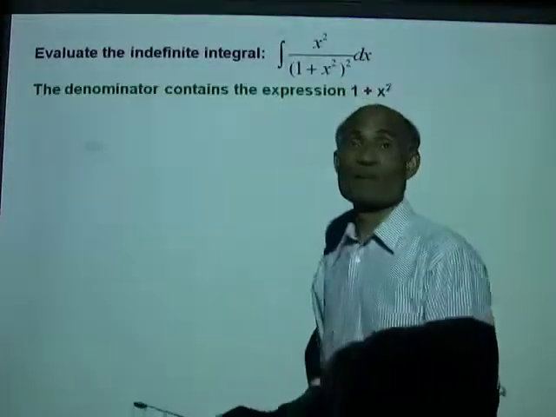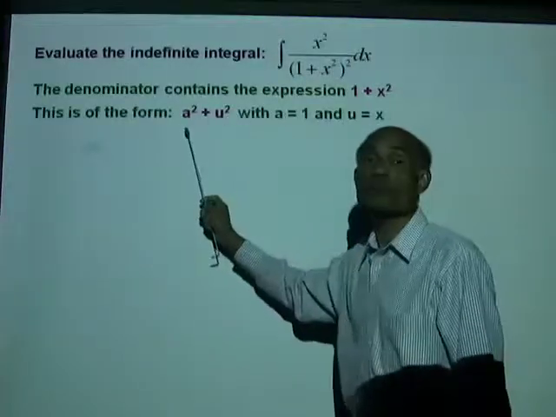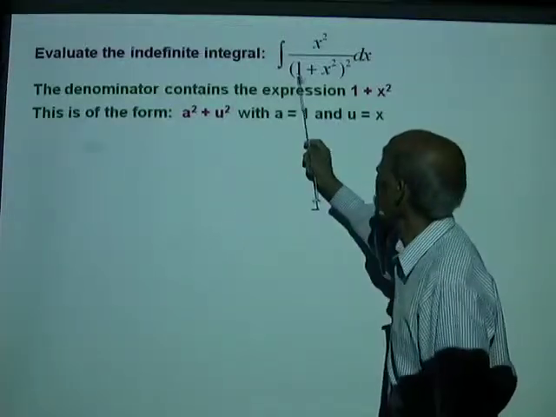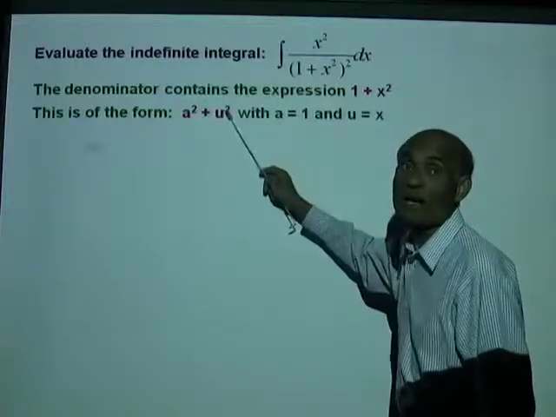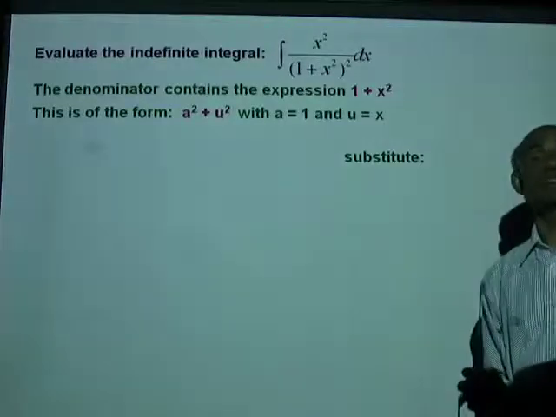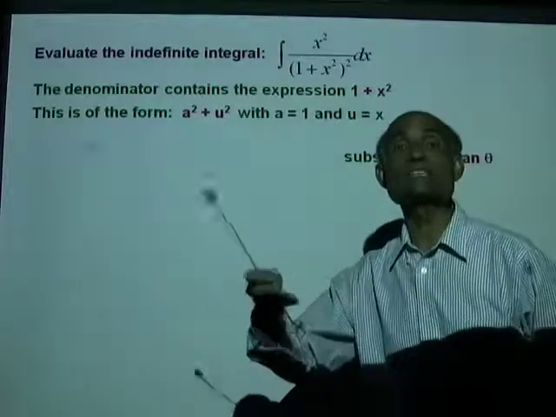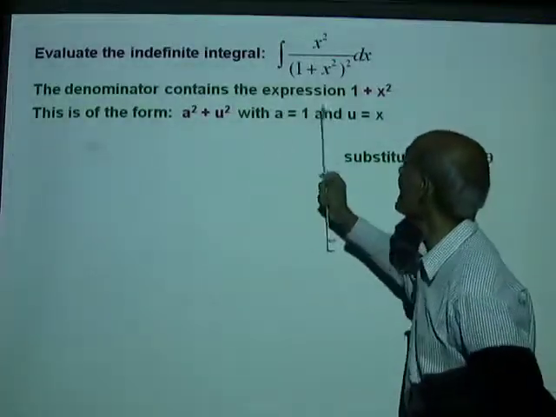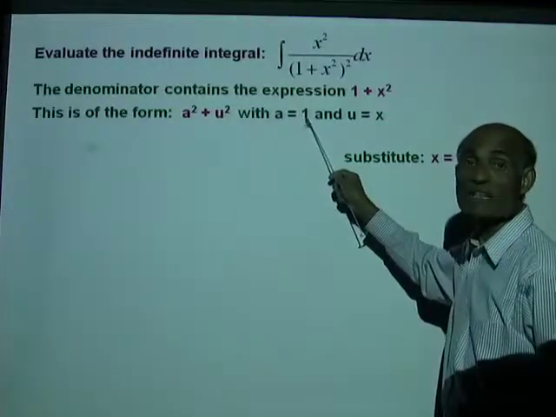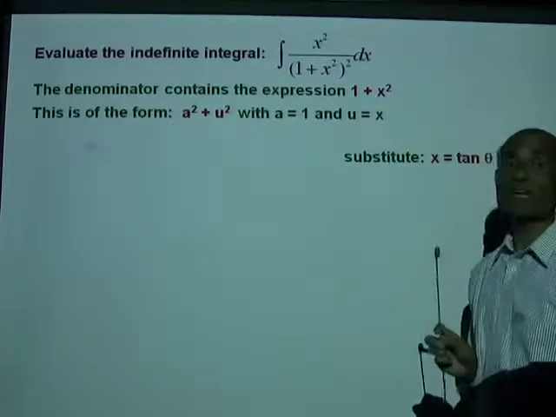That's right. So we have 1 plus x squared inside the parenthesis, which is of the form a squared plus u squared, where a squared is 1 squared, so a equal to 1, and u squared is x squared, u equal to x. And so what is our substitution? Is u equal to a tan theta? u equal to x, so x equal to a tan theta, a is 1. So our substitution is x equal to tan theta.